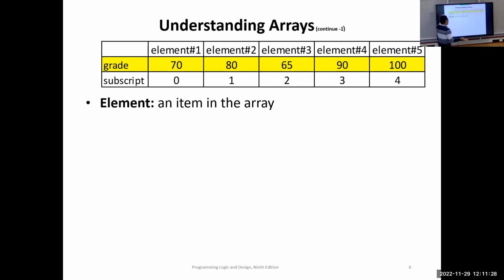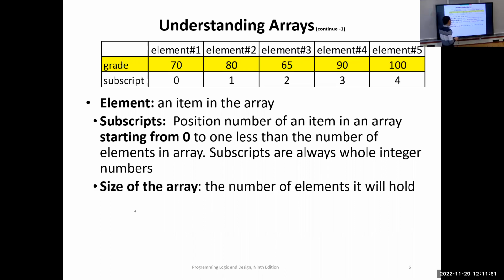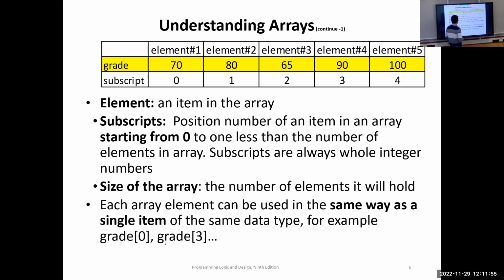Okay, an element is an item in the array. A subscript is the position number of an item in the array. It always starts from 0 and goes up to one less than the number of elements in the array. So think about this one, you have 5 elements, right? That's why the subscript starts from 0 and goes up to 5 minus 1, which is number 4. Make sense? Okay. And the size of the array is the number of elements in total. For this one, you have 5 elements. And each array element can be used in the same way as a single item of the same data type.